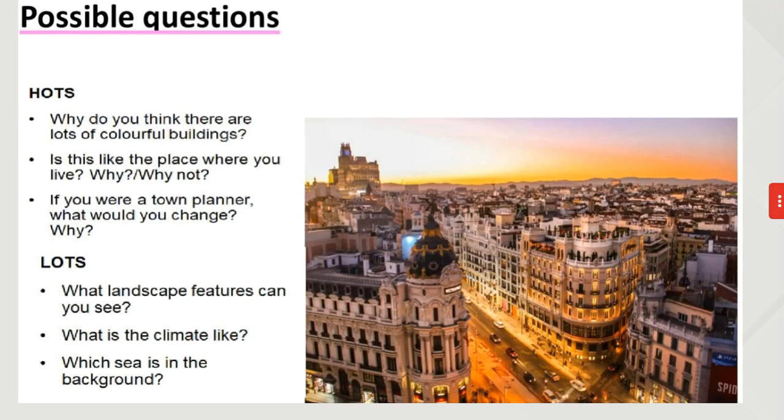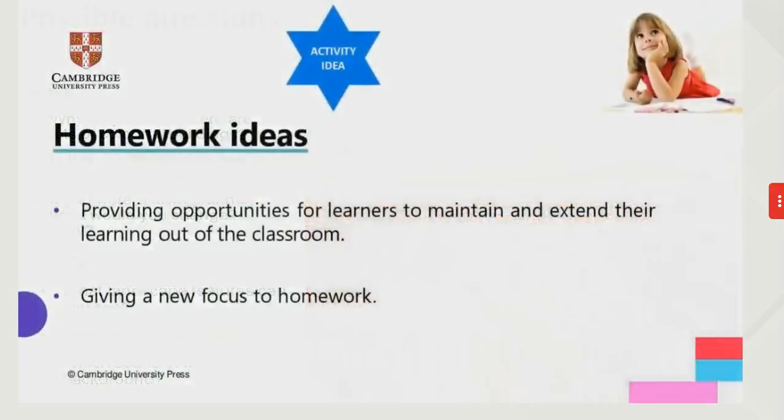And if we move on to higher order thinking skills, why do you think there are lots of colorful buildings? Is this like the place where you live? Why? Why not? We're already asking them to analyze and evaluate here. If you were a town planner, what would you change and why? So these are ideas of how you can use the handout and apply it to create different tasks to try with your students in classrooms.